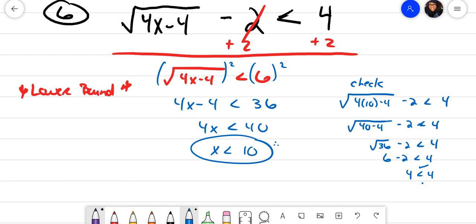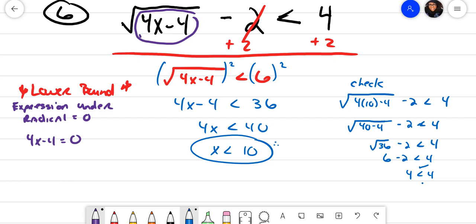So for this, I'm going to again take the expression under the radical and set it equal to 0. In this case, this is going to be our 4x minus 4. So it's 4x minus 4 equals 0. I solve and end up with 4x equals 4. I end up with x is equal to 1. That's my answer here. So that's going to be my lower bound.